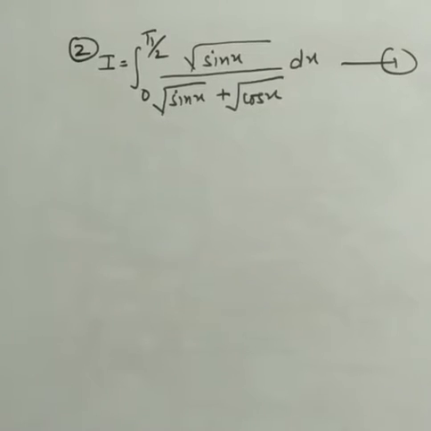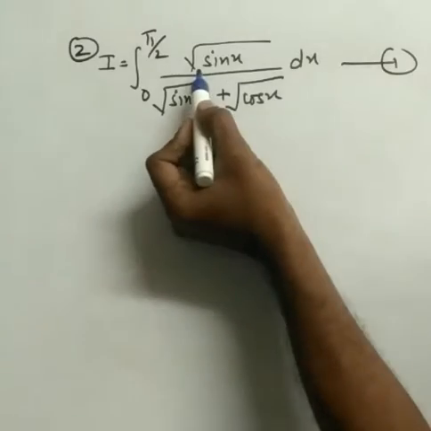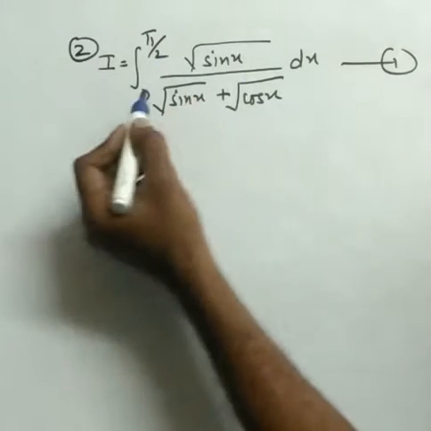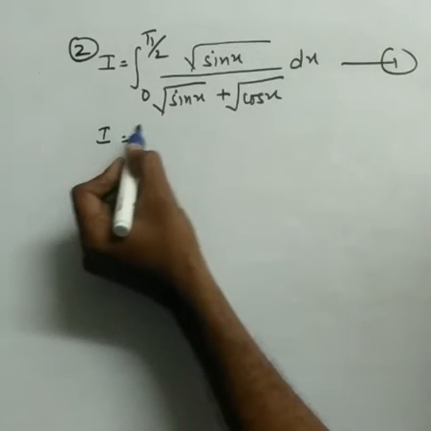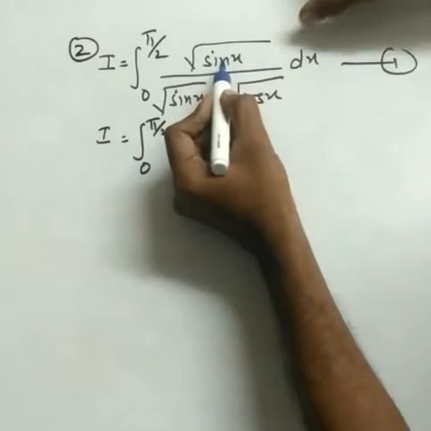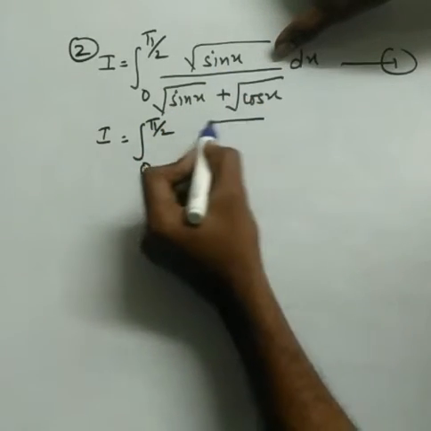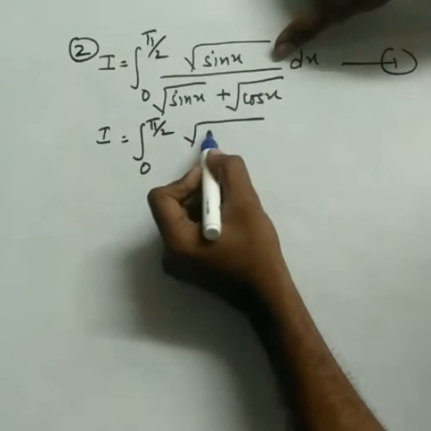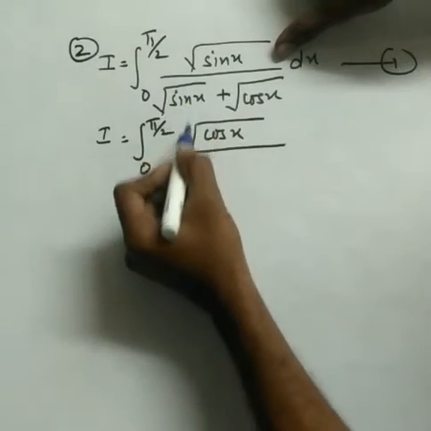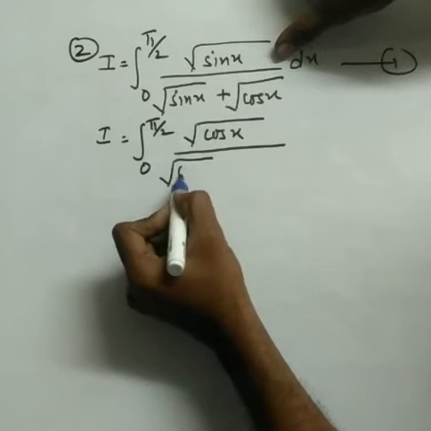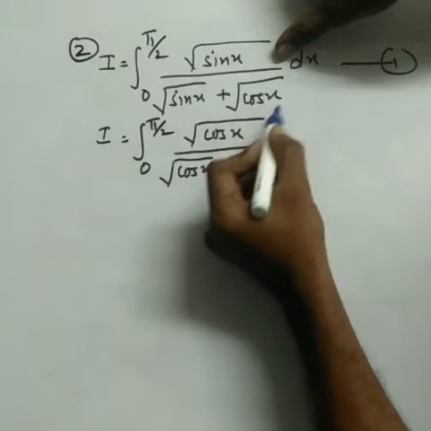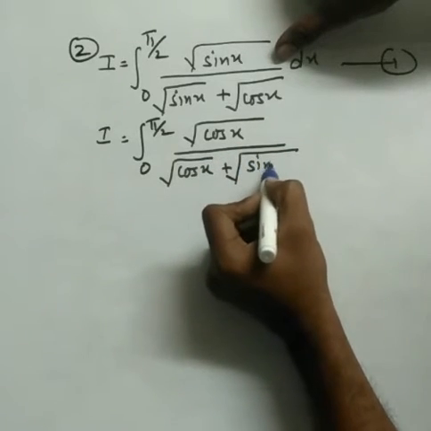To solve this problem, again we will apply the property of integral from 0 to a of f(x) dx equal to integral of f(a minus x) dx, from 0 to pi by 2. Here sin(pi by 2 minus x) will be cos x. Here also sin(pi by 2 minus x) is cos x. Here cos(pi by 2 minus x) is sin x.